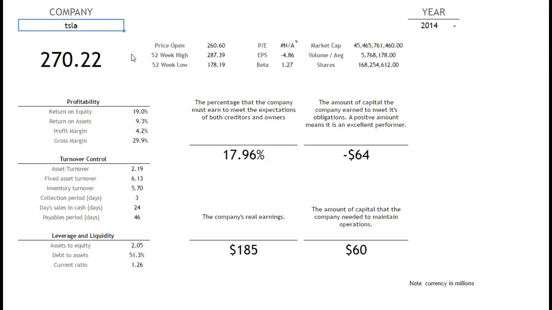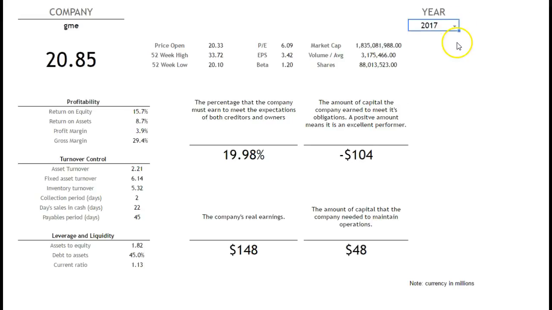The ticker symbol for GameStop is GME. The current price is $20. The 52-week low is 20. The 52-week high is 32. This is the current information of the GameStop Corporation, and they have their financial records updated to 2017.